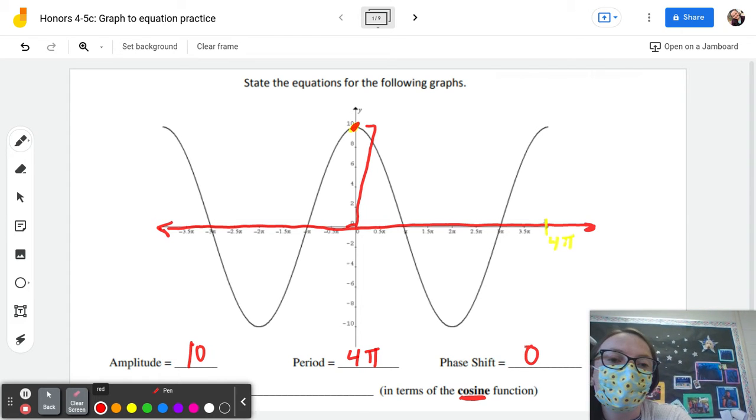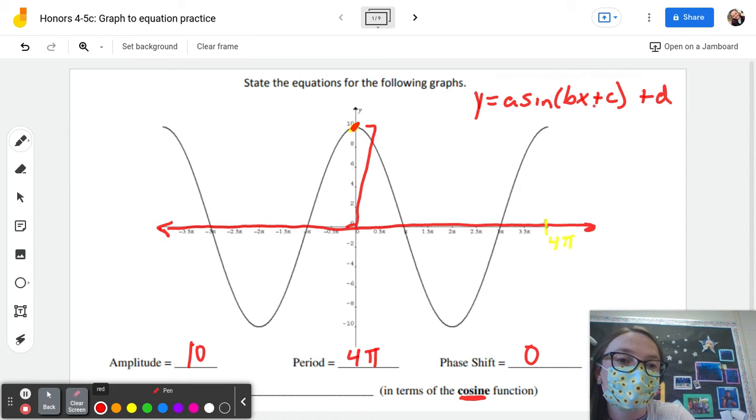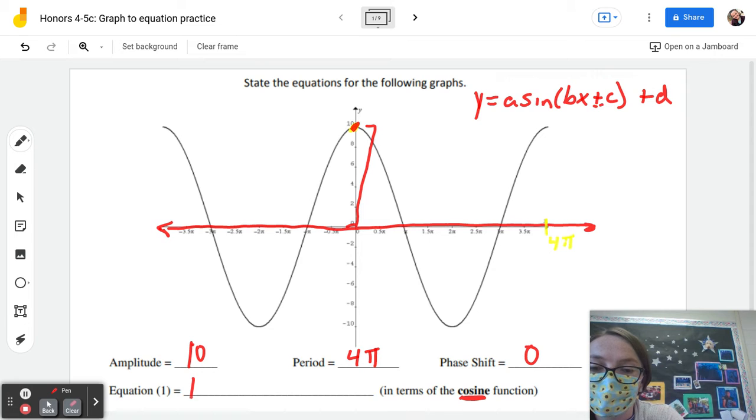So what I want to do is come up with an equation that looks like this: y equals a sine of bx plus c, plus d. Or you could say bx minus c. I'll say plus or minus here. All right, so we know what our a is immediately. We know that a is 10. So in my equation right here, I'm going to say 10 cosine.